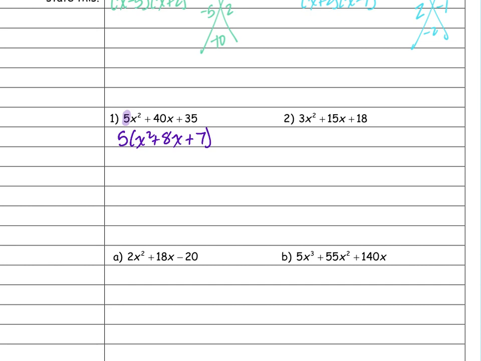And now I'm going to see if I can factor the inside just by doing what we just did. So two numbers that multiply to be 7 and add to be 8. There's only two numbers that multiply to be 7. So 1 and 7. So 5 times x plus 1 times x plus 7. That's it. Done.